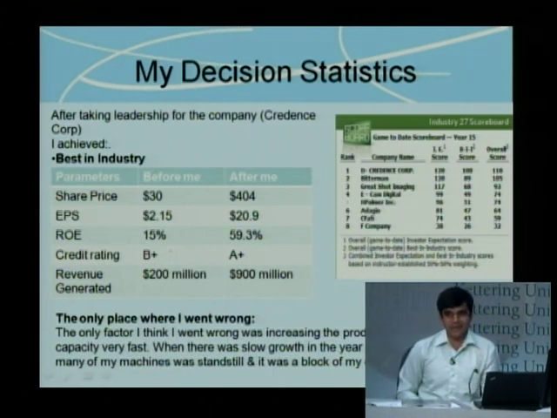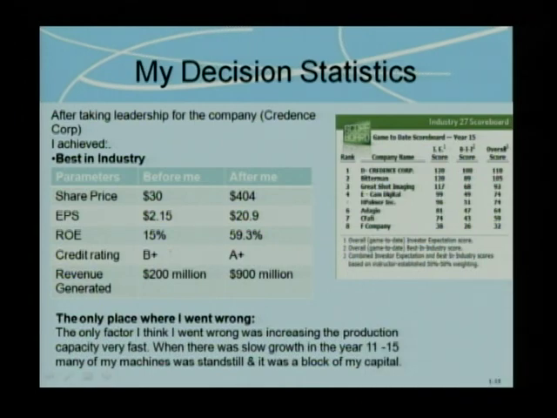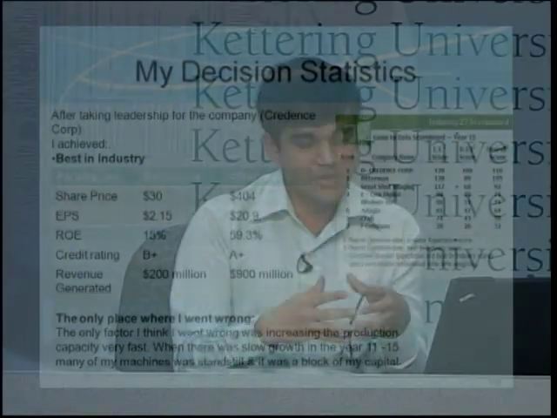So what did I do wrong? The only place I went wrong was that I was in the flow, and I was increasing the production rapidly, and I increased the capacity, and during years 11 to 15, there was a slow rate of growth of the company. So my machines were standstill, and much of my capital was blocked. So this is what I did wrong, but other than that, I did pretty okay.